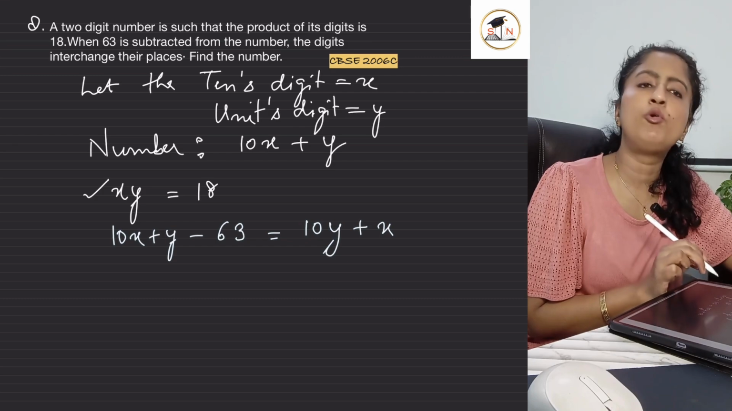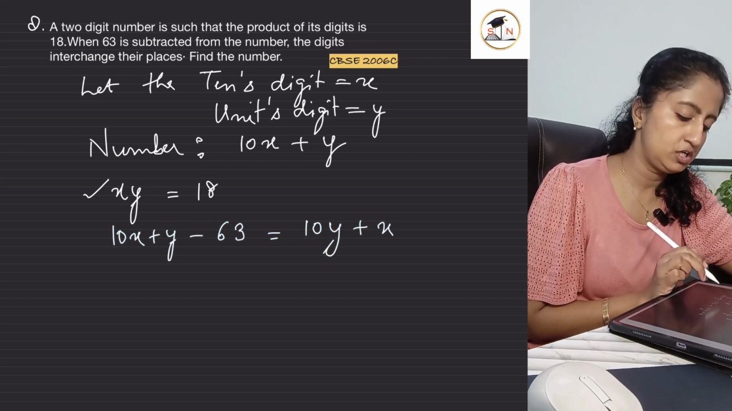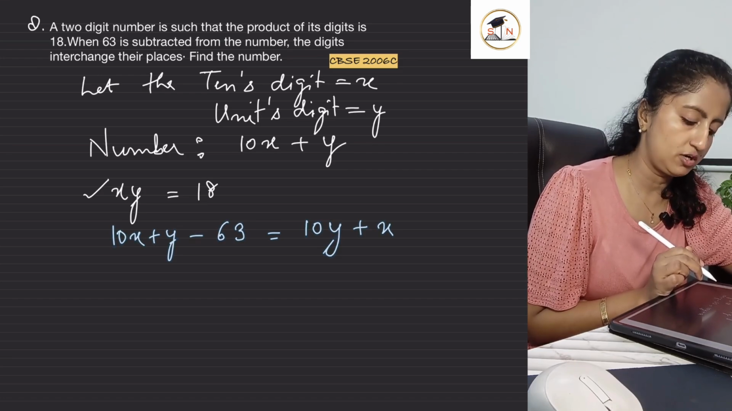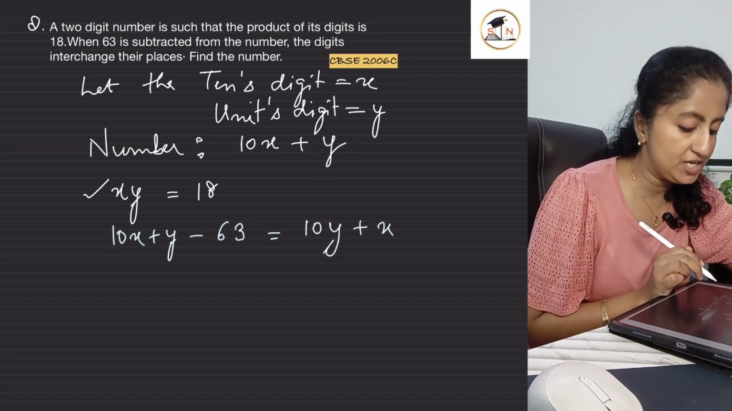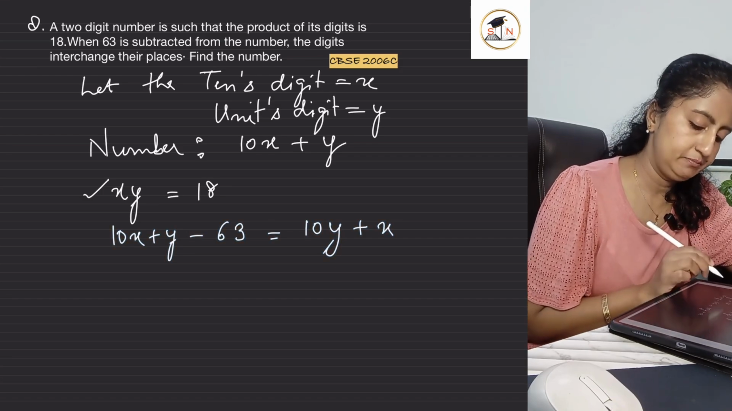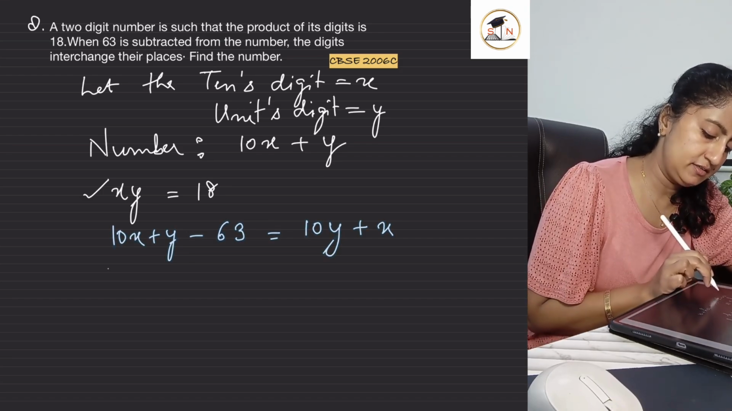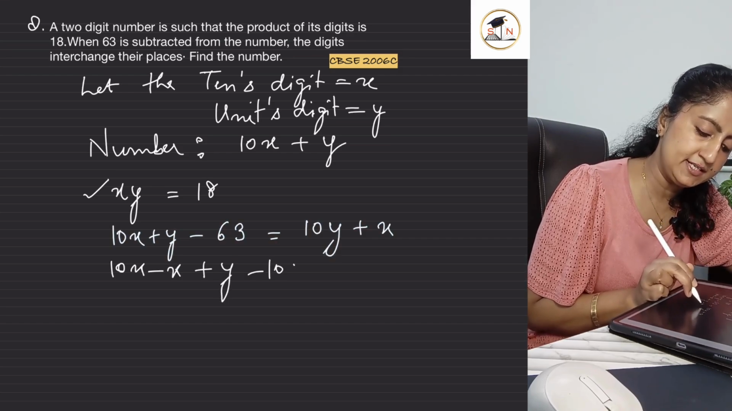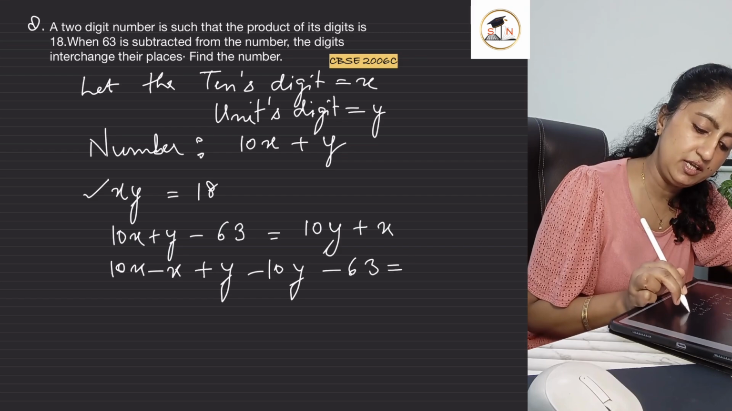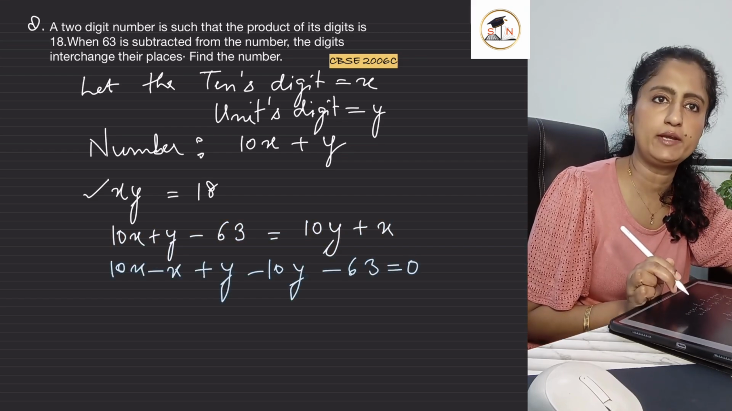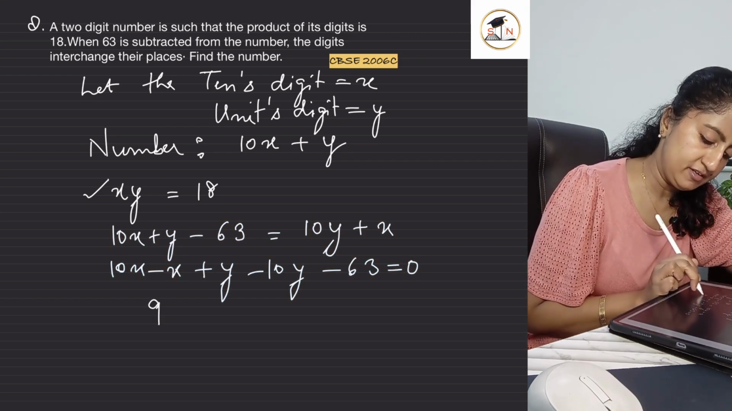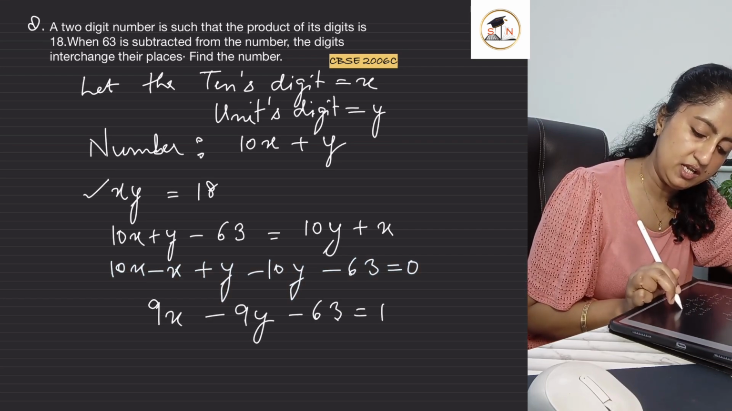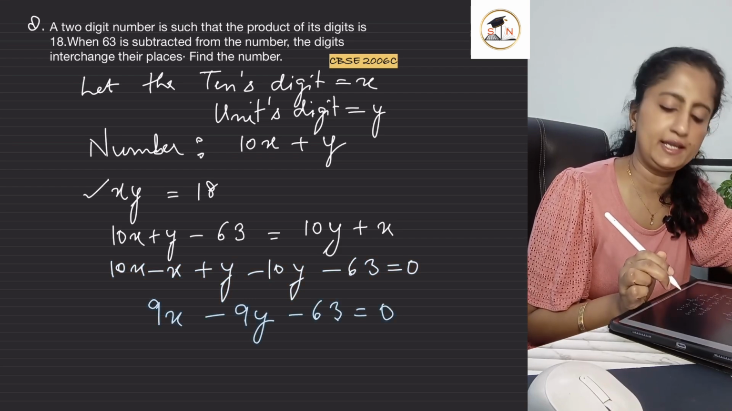We are going to combine both the equations because we have got two variables, we have got two equations. So we need to sort this out very patiently and properly. Okay. So now 10x minus x plus y minus 10y minus 63 equals 0. This is what we get, right? So what do we have? 9x minus 9y minus 63 equals 0. This is what we are getting.